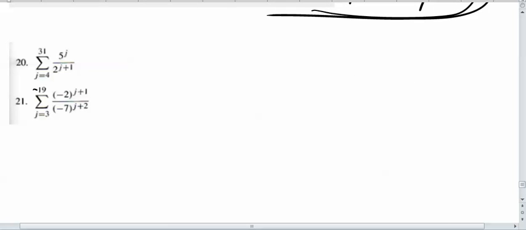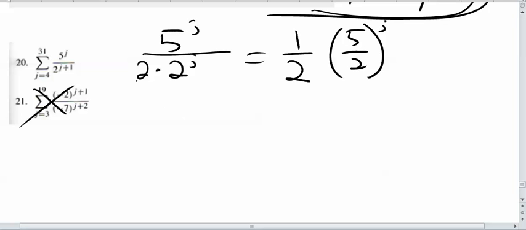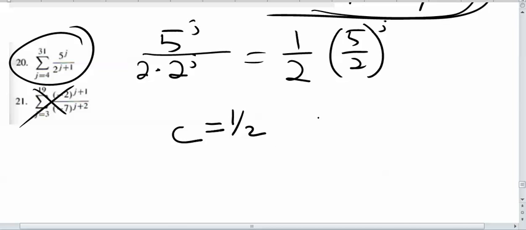For number 20, I'm not going to do 21. They'll get that bad, then it can get very complicated. For 21, this is my suggestion. Take 5 to the j, and then write the bottom part as 2 times 2 to the j. When you multiply, you add exponents, right? So this is really 1/2 times 5 over 2 to the j. So in this situation here, you do have a value for c, and r is equal to 5 over 2, and then you're starting off at 4, as opposed to 1.